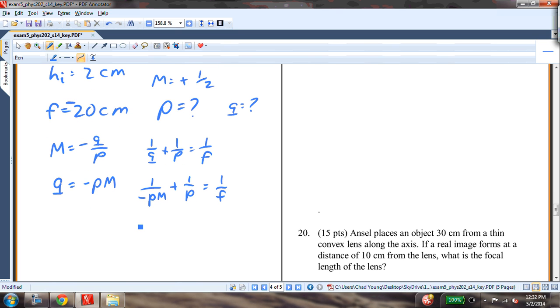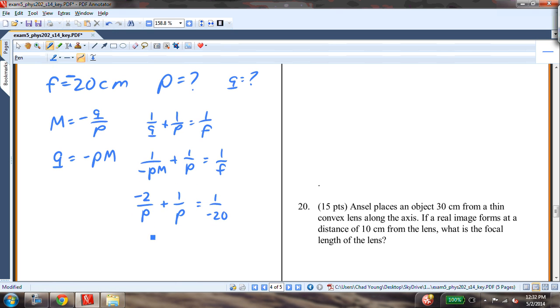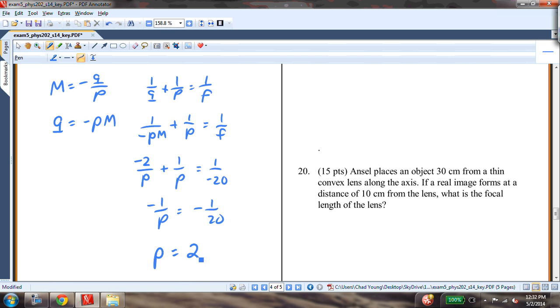Let's see, I'll put in some numbers here. Magnification, so this is negative 2 over P plus 1 over P equals 1 over negative 20. Negative 1 over P equals negative 1 over 20. So P is equal to 20 centimeters, and that's the right answer.